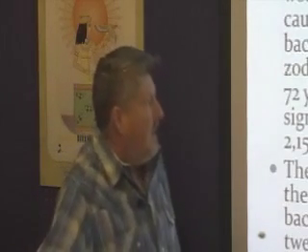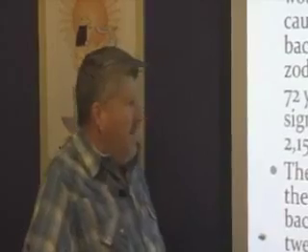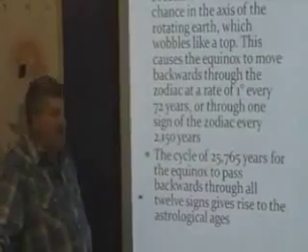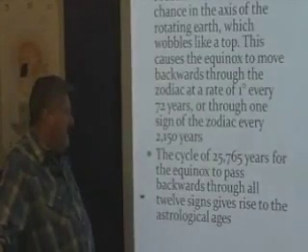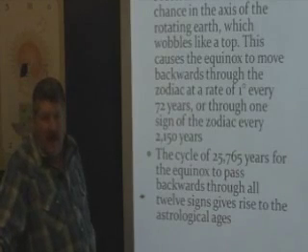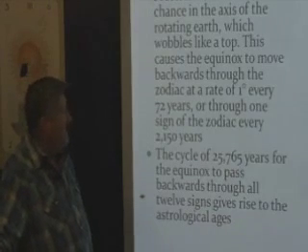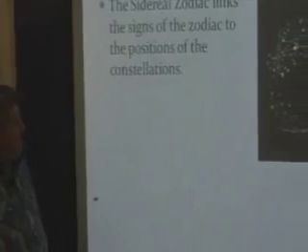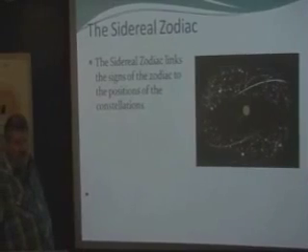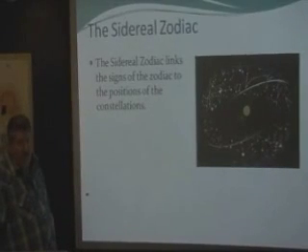So, the larger cycle is 25,765 years, which is the amount of time it takes for the equinox to pass backwards through all 12 signs. And this gives rise to all of the astrological ages. So, the sidereal zodiac links the signs of the zodiac to the positions of the constellations. There is one problem, though: the constellations themselves, as I've already described, are of different length.